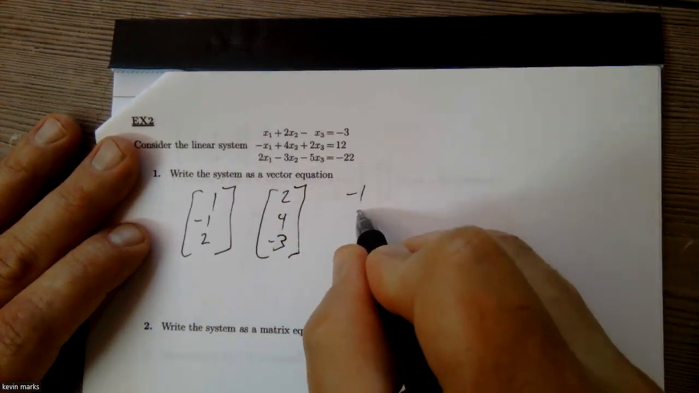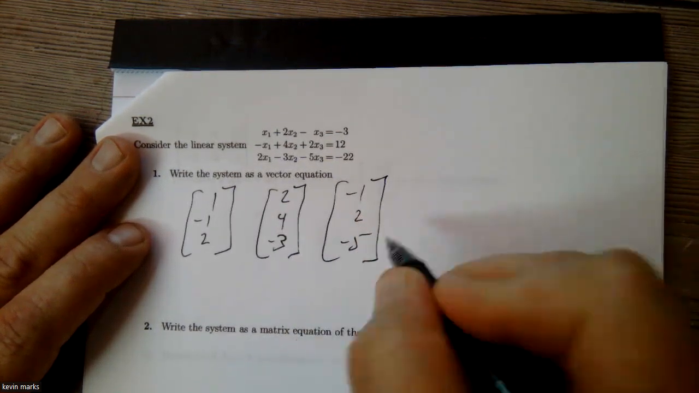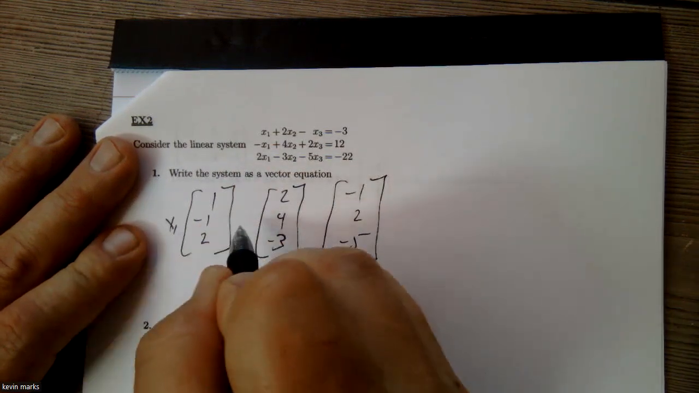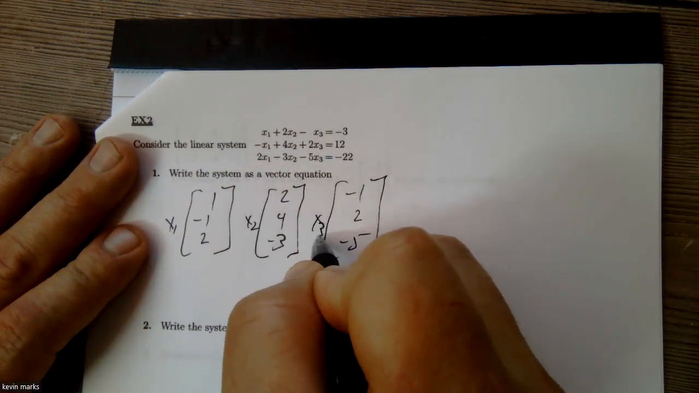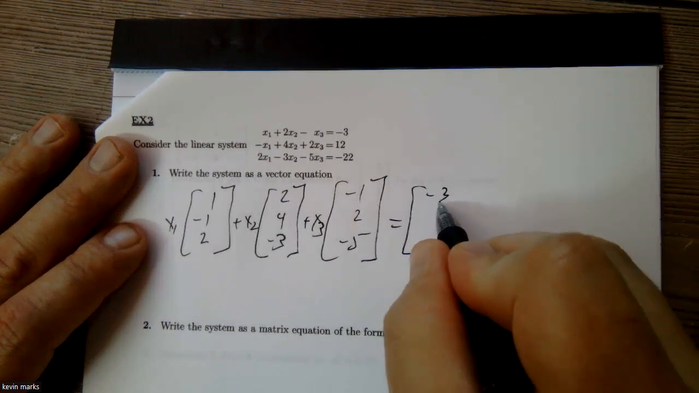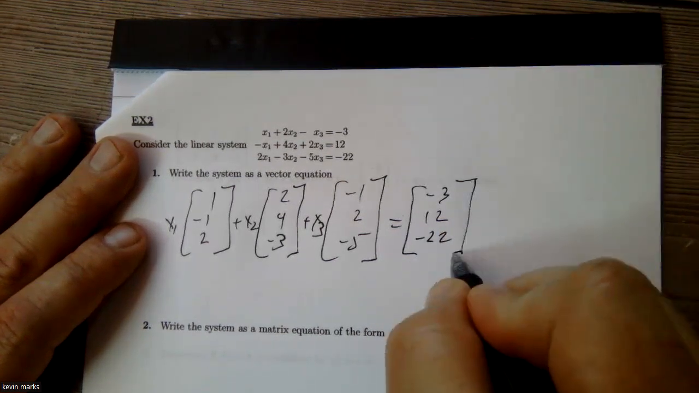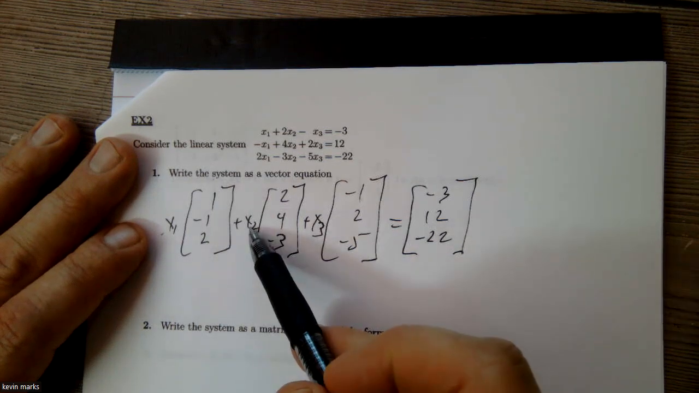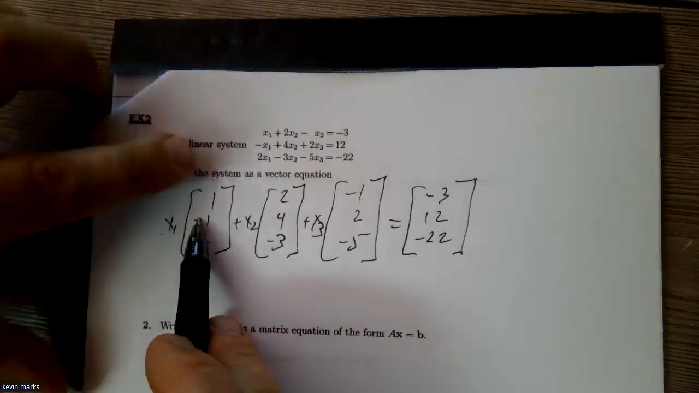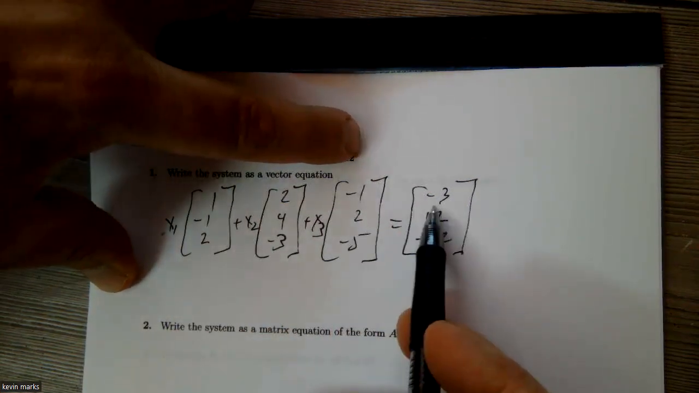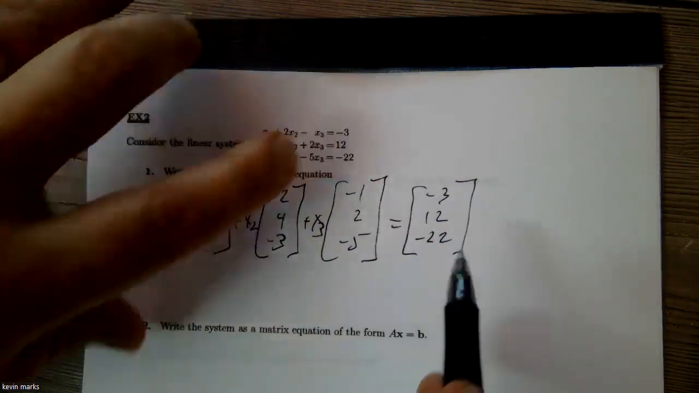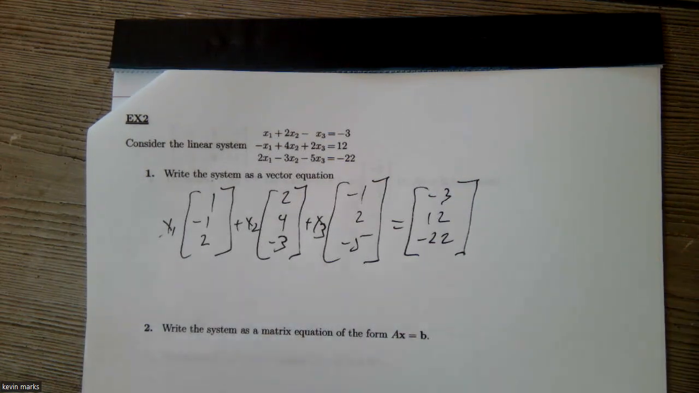And then here, this is -1, 2, -5, right? So we are trying to find a linear combination of those three vectors using x1, x2, and x3 as your weights. And we're going to add those up and try to produce the new vector -3, 12, -22, right? But you can see there's your x1 plus 2x2 minus x3 equals -3. Then the middle one is negative x1 plus 4x2 plus 2x3 equals 12. And then the last one is 2x1 minus 3x2 minus 5x3 equals -22. So that would be a vector equation.